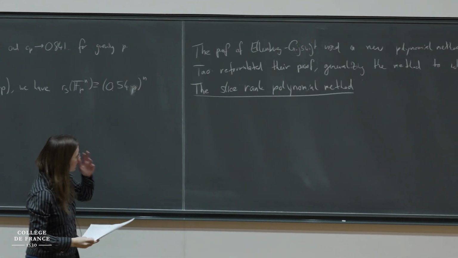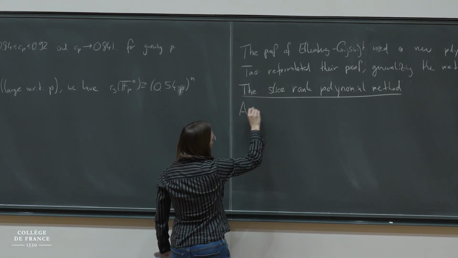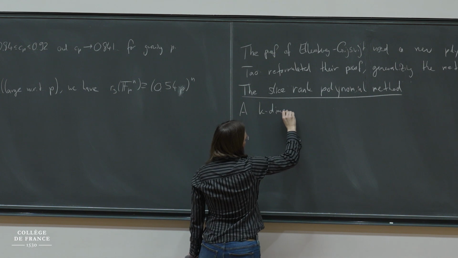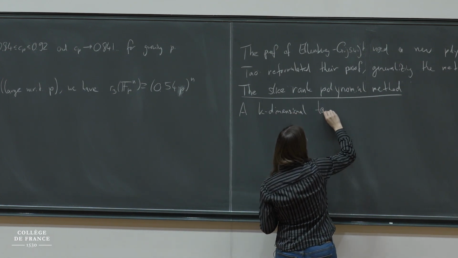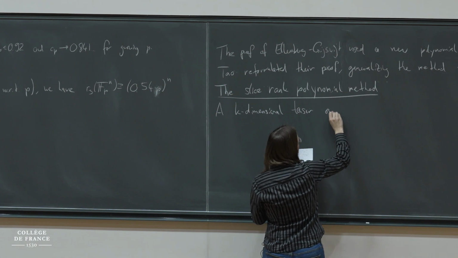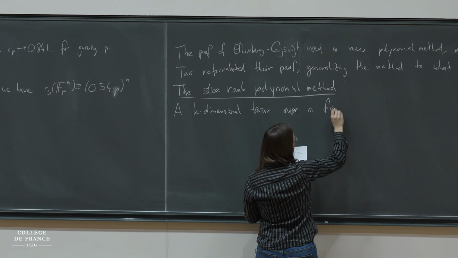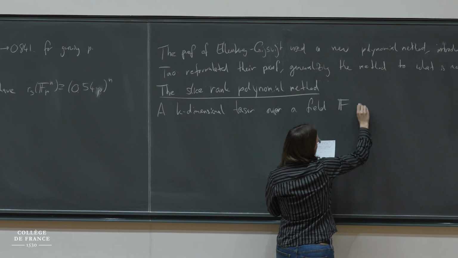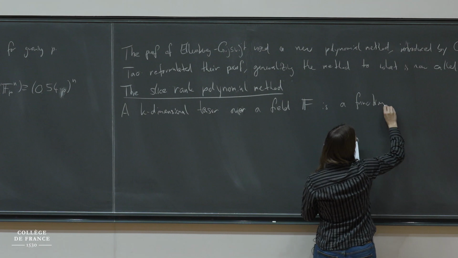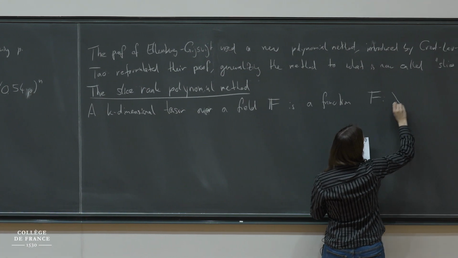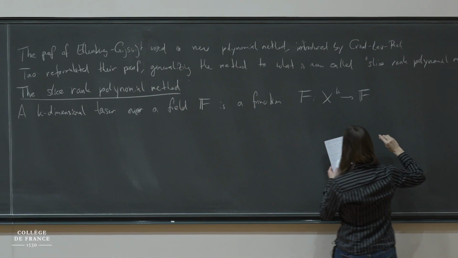The slice rank polynomial method talks about tensors over some field. A k-dimensional tensor, but that's nothing complicated. The word sounds maybe more complicated than it is. A k-dimensional tensor over a field F is simply a function f from X^k to F, where X is some finite index set.